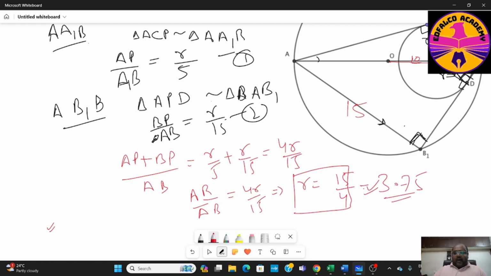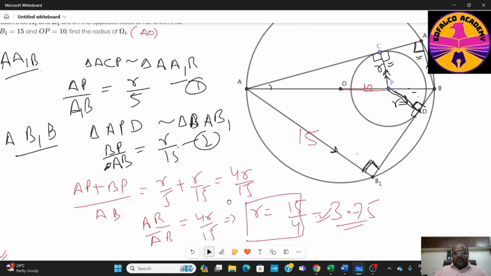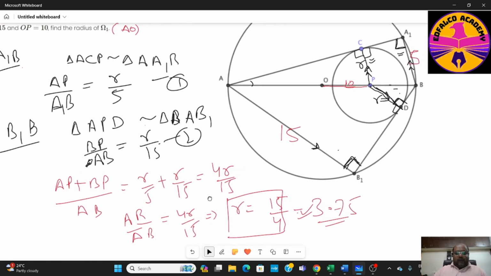So that is about r. But is our work done? No. Our work is to find the bigger circle's radius. This is something that came in between, and we have found it out. That smaller r is basically 3.75.